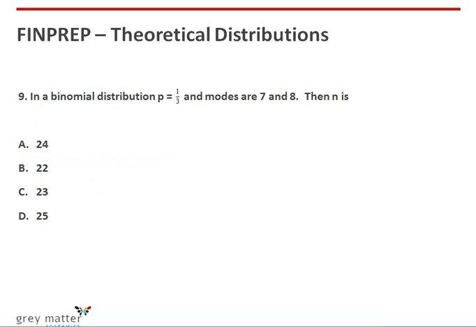Ninth question: in a binomial distribution, the probability p is given to be 1 by 3 and modes are 7 and 8. Then we need to calculate n.